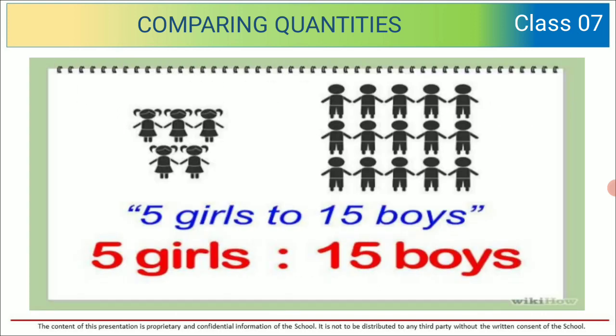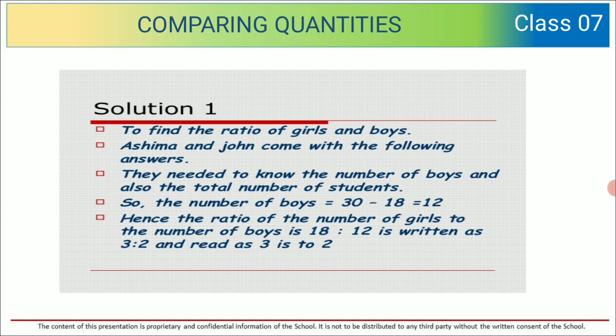5 girls to 15 boys. This is the ratio of, for example, girls and boys sitting in a class. So 5 girls is to 15 boys. To find the ratio of girls and boys, Ashima and John come up with the following answers. They needed to know the number of boys and also the total number of students.